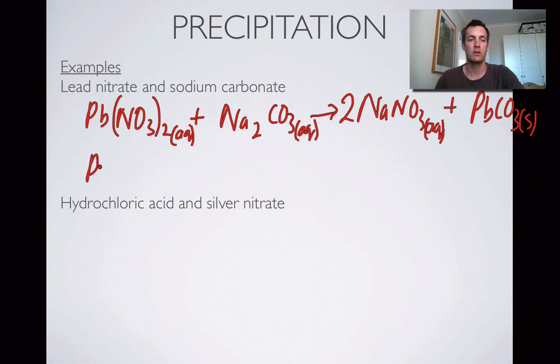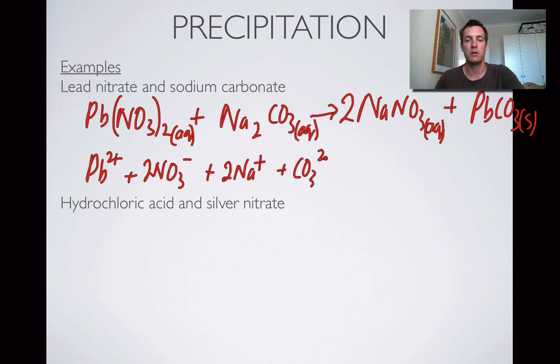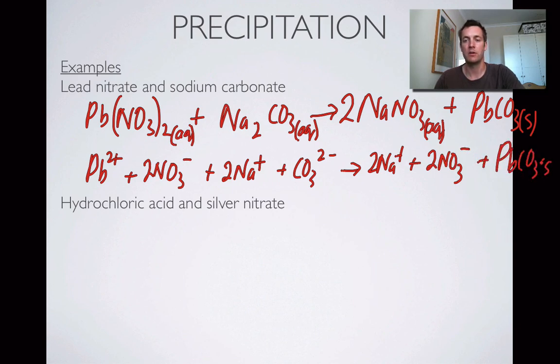Right, here we go. Here's all the ions. Pb2 plus, 2 NO3 minus, plus 2 Na plus, a carbonate ion, making 2 Na plus, 2 NO3 minus, plus, and I've got to leave that as a solid. Now look, if you remember from your precipitation reactions film, this is the only thing that has changed. So we're going to cross out all the spectators and we're left with just the precipitate and the ions that it was made out of.